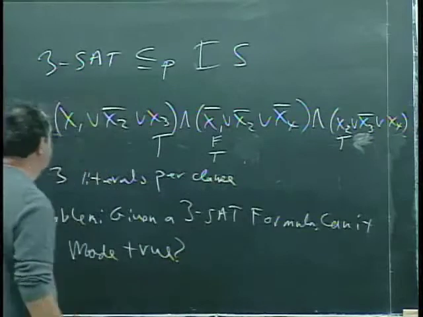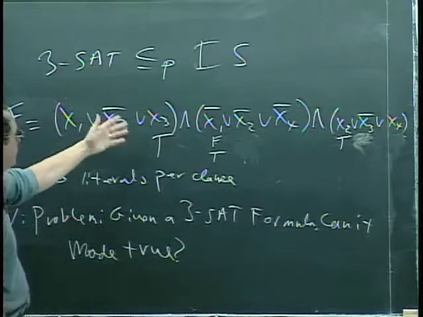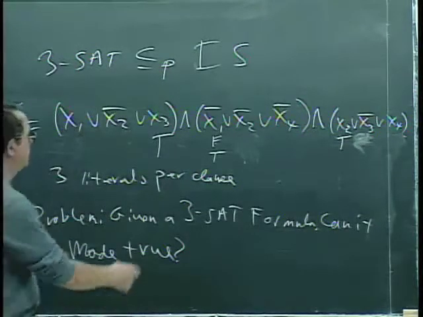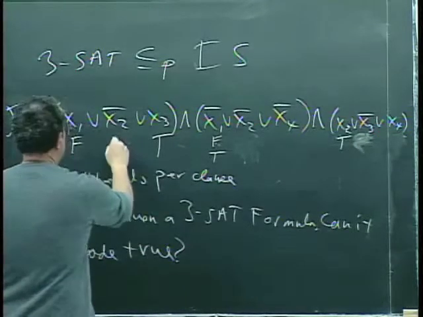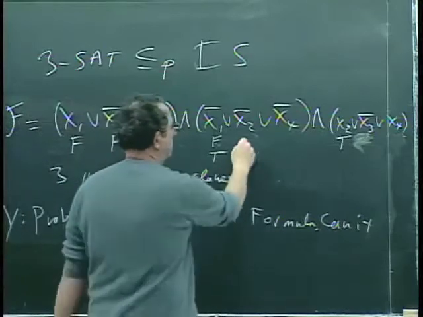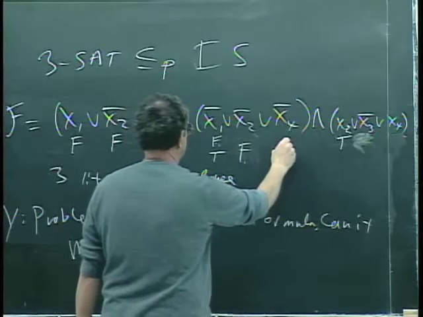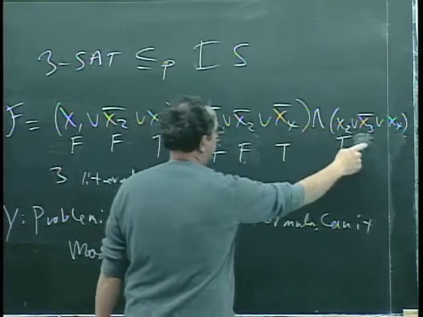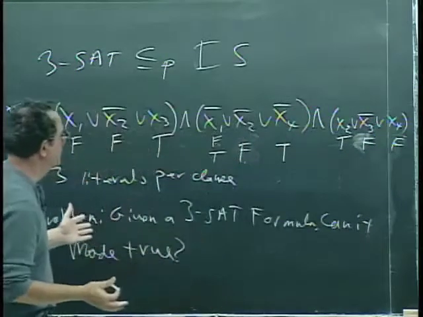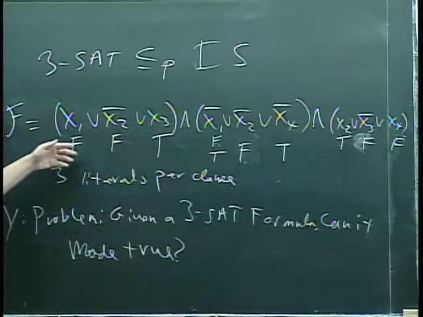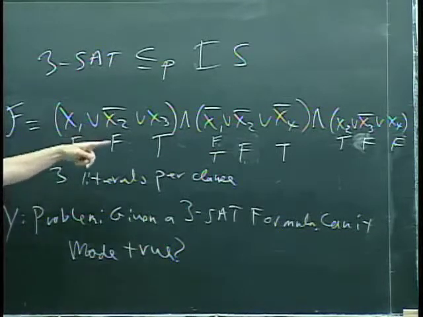Assignment means that I know what's true and what's false for every literal. So this is false. x2 bar is false, because x2 is true. x4 bar, we can make that true. x3 bar then becomes false, and x4 is false. Okay, so we have an assignment of true and false values to the variables, which satisfies this formula.